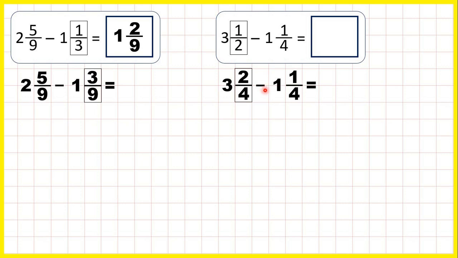So now we can subtract 1 1/4. We subtract the fraction first. 2/4 minus 1/4 is 1/4, and now we subtract our whole number. 3 minus 1 is 2, so our answer is 2 and 1/4.